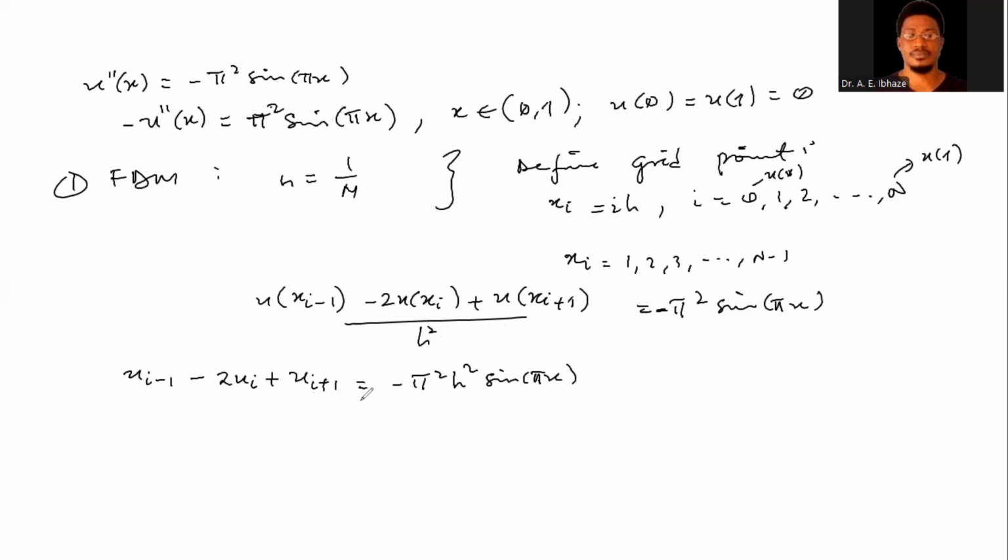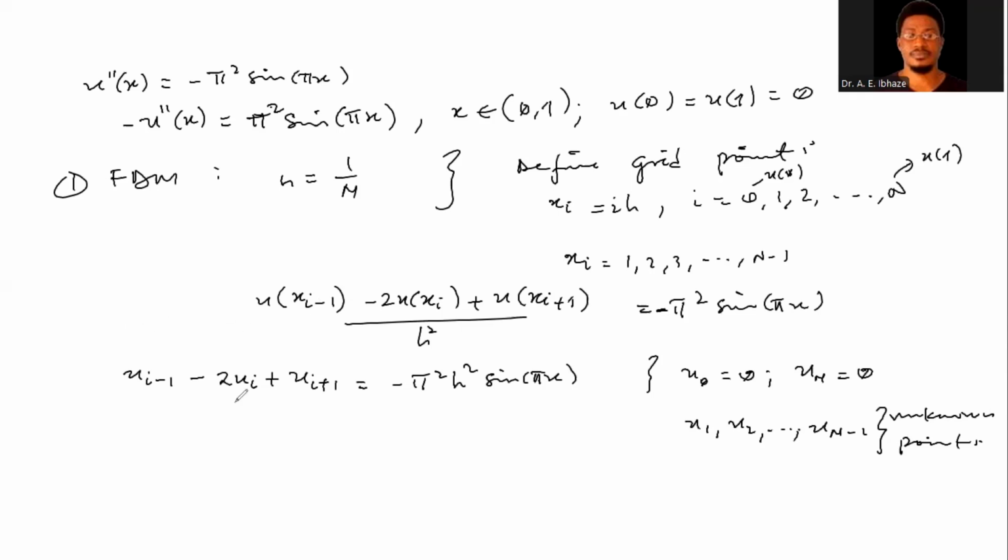And now if we incorporate the boundary conditions, recall that u_0 is the same as 0, and u_n is also the same as 0. Then we now have that the unknowns will be u_1, u_2, all the way to u_{n-1}. So these are the unknown points. So we can therefore develop the system of equations for that.